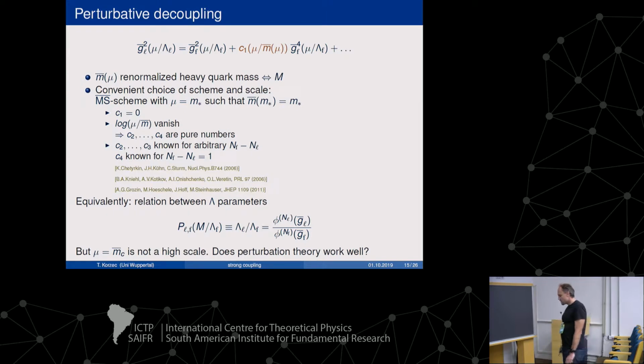Another thing is this question about perturbative decoupling and how well it works at the scale that is given by the charm quark mass. So the decoupling relations tell you that in order to have these effective and fundamental theory matched, you need to choose the coupling in the effective theory in such a way. This can be computed in perturbation theory. To leading order, it's just the one in the fundamental theory, but then you have powers.